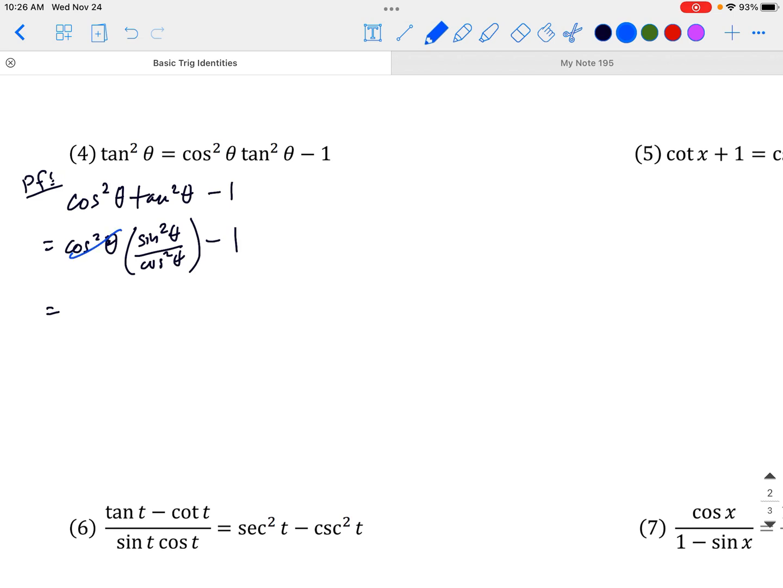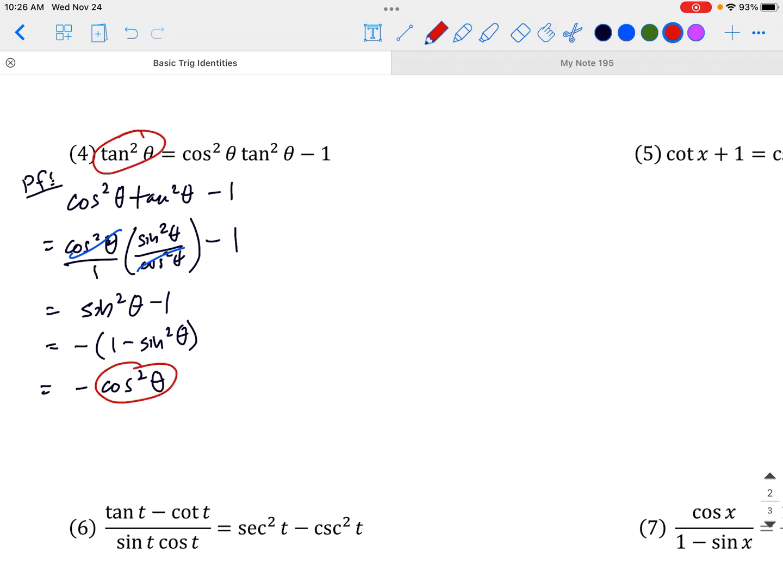And our cosines are going to cancel. So note that's cosine squared over 1. So we'll get sine squared theta minus 1, which is the same as negative 1 times quantity 1 minus sine squared, which is negative cosine squared. But tangent squared is definitely not the same as cosine squared, let alone negative cosine squared. So it seems like this one is false. So let's go ahead and check.